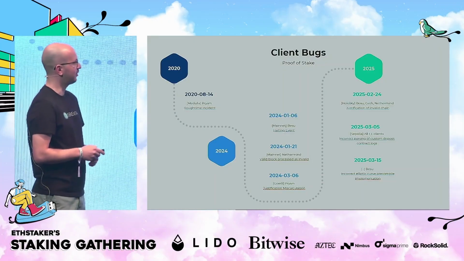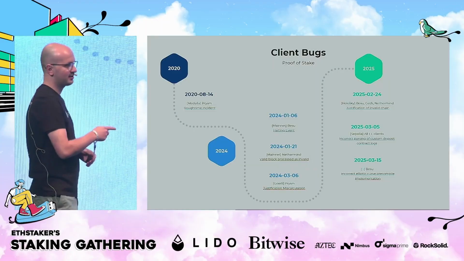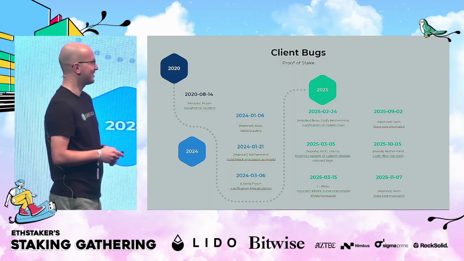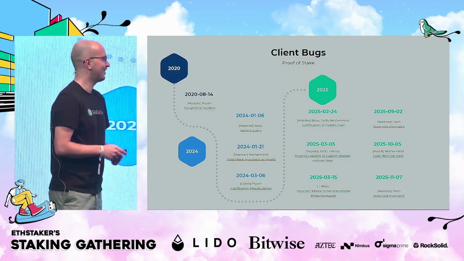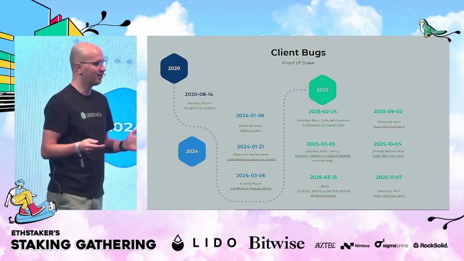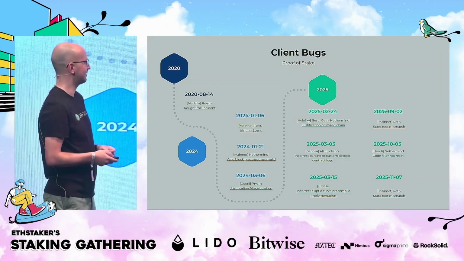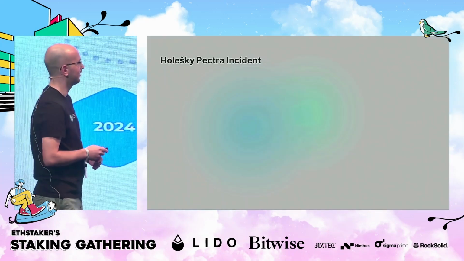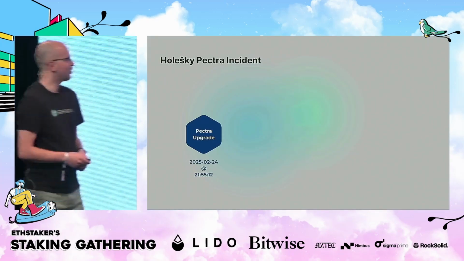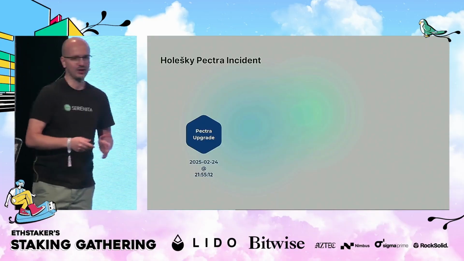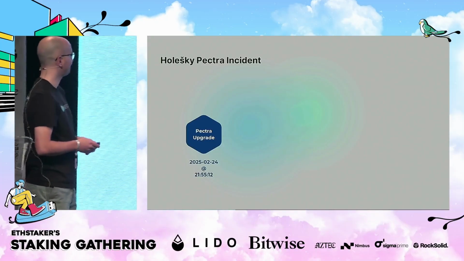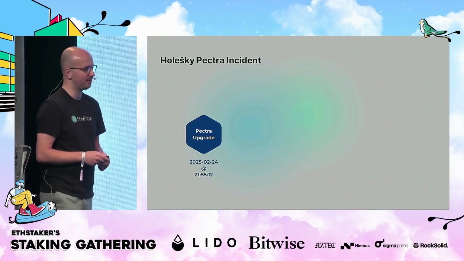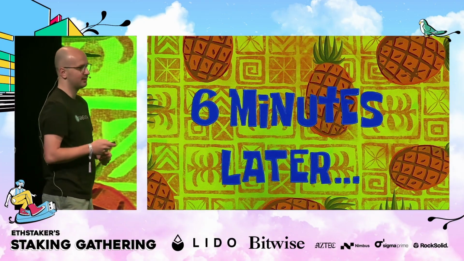We're going to talk a bit more about that, but I prepared this slide earlier this year, and since then we've had more client bugs pop up. So I had to update the slide. Just to give you an idea how many of these bugs occur, it's a reality. So let's quickly review what happened on Holešky. The Holešky Pectra incident. So Pectra was the next network upgrade to hit Holešky. It was scheduled for February 24th at 9:55 p.m. And only 6 minutes later, something happened.